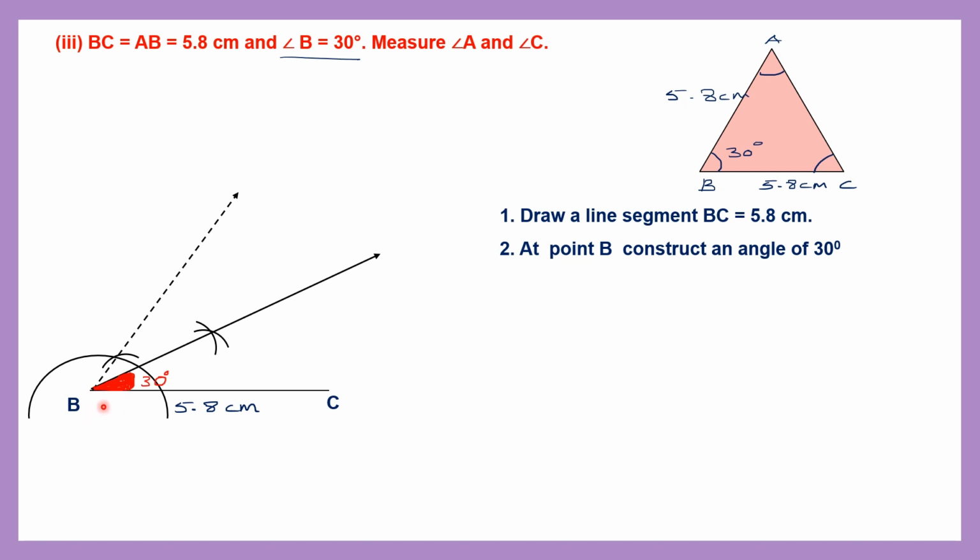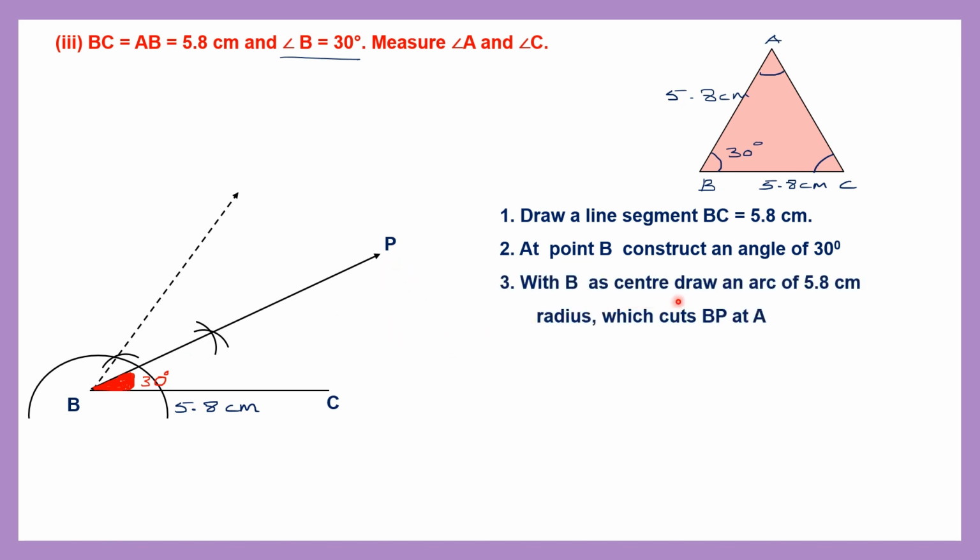Now what is the next step? So we're going to mark that point P with B as center. So we're going to take B as center again. Draw an arc of 5.8 centimeters because BA is 5.8. So place your compass needle at B and take 5.8 centimeters and draw an arc. So let's draw the arc. Can you see it has cut this line BP, and we're going to name this point A.